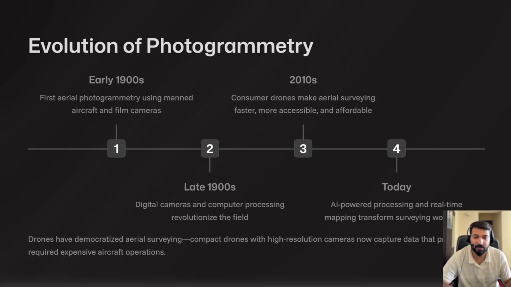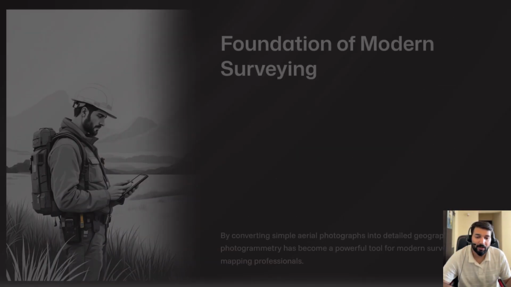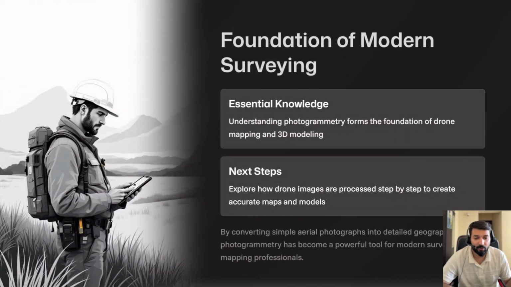By converting simple aerial photographs into detailed geographic data, photogrammetry has become a powerful tool for modern surveying and mapping professionals. Understanding how photogrammetry works is essential for anyone working with drone surveys because it forms the foundation of drone mapping and 3D modeling. In the next lecture, we will explore how drone images are processed step by step to create accurate maps and models from aerial data.